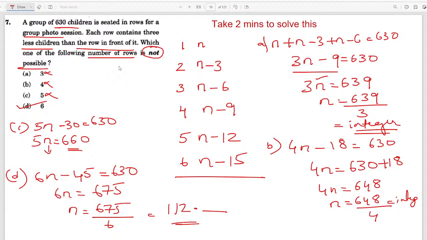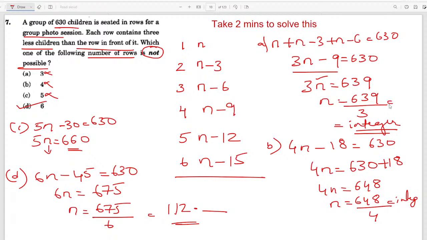So only in the case where the number of rows is 6, n will not be an integer. n will be a decimal here, 112 point something. So 6 rows is not possible. I mean, 3 rows is possible.